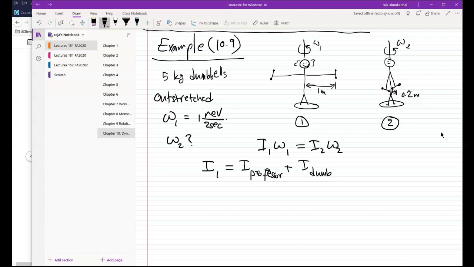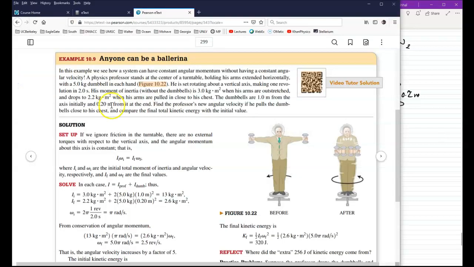You can add them up together, okay? Now, for the professor, he tells you what it is. He says it's 3. He gives it to you. Look. He says his moment of inertia without the dumbbells is 3 when his arms are outstretched like this in this situation. And when they are dropped, his moment of inertia is 2.2.